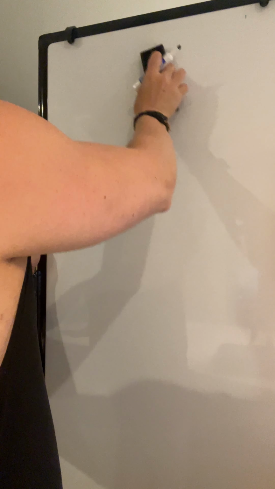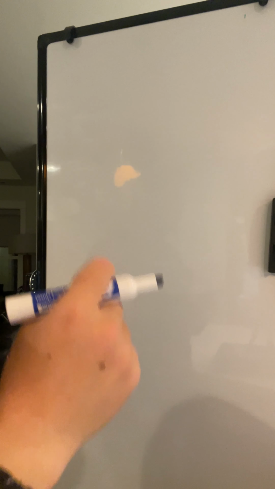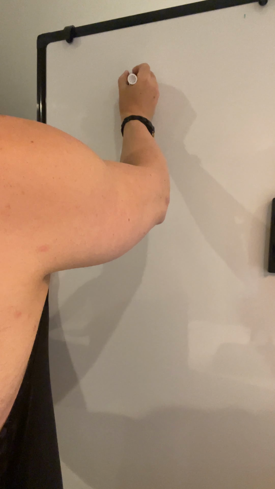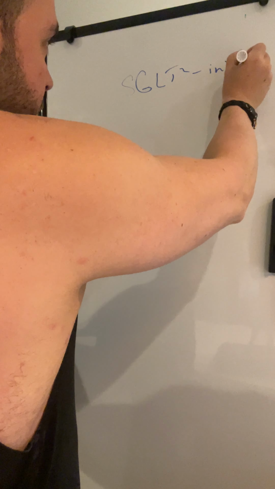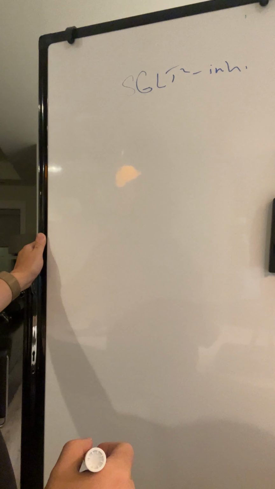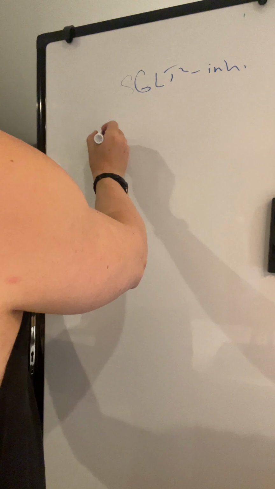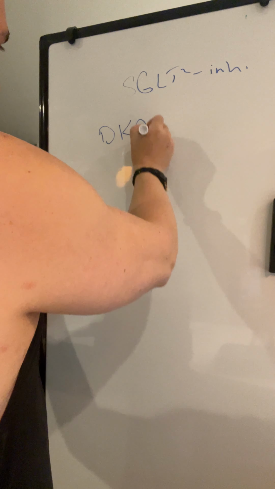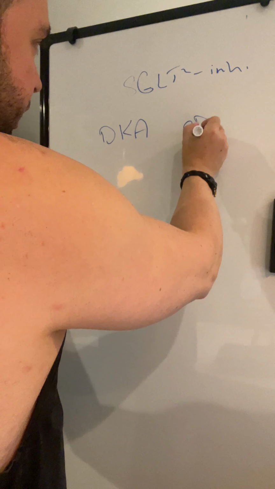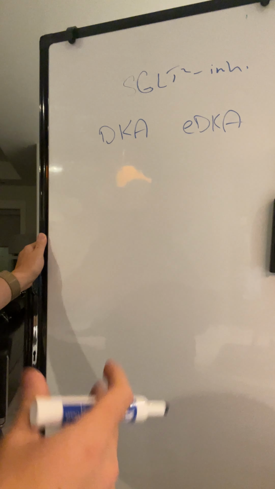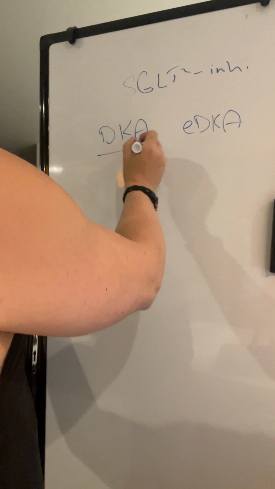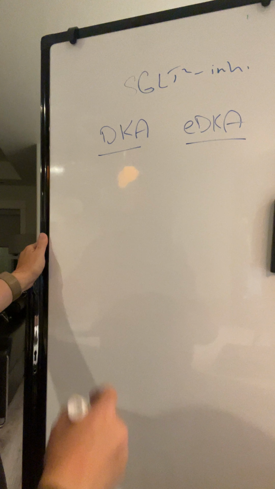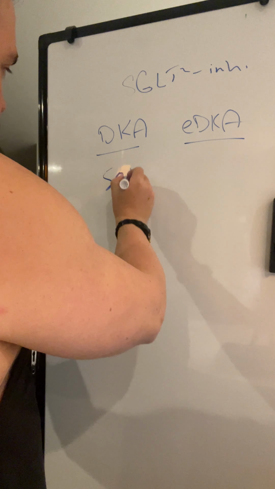The treatment of euglycemic diabetic ketoacidosis that occurs in patients who are taking SGLT2 inhibitors is very similar to the treatment of the regular DKA. So for both regular DKA and euglycemic DKA, you want to hydrate those patients and make sure you correct their electrolytes.